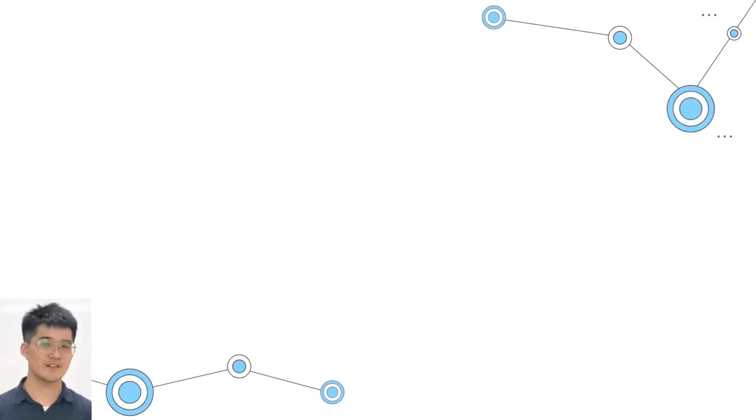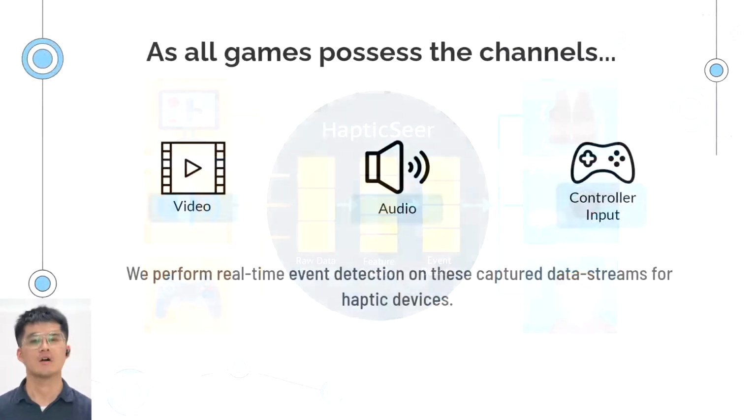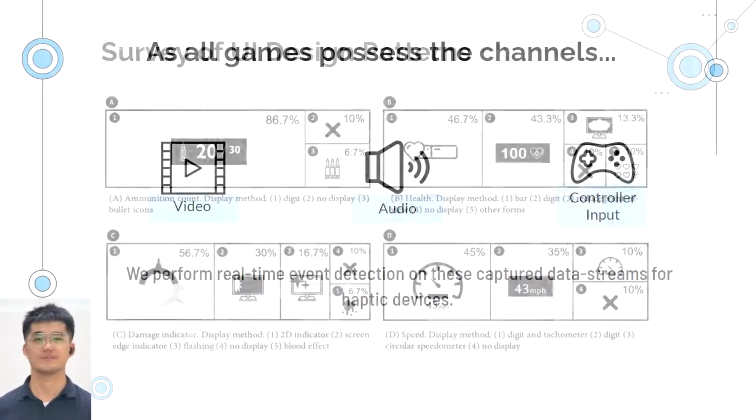Therefore, we present HapticSeer, a multi-channel, black box, platform-agnostic approach to detecting game events for real-time haptic feedback. Our system is motivated by two key insights. On the one hand, all games produce three types of data streams: video, audio, and control I/O, which can be analyzed to detect game events.